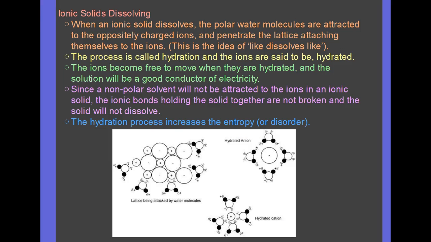So, ionic solids dissolving. When an ionic solid dissolves, the polar water molecules are attracted to the oppositely charged ions and penetrate the lattice, attaching themselves to the ions. This is the idea of like dissolves like. The process is called hydration, and the ions are said to be hydrated. The ions become free to move when they are hydrated, and the solution will be a good conductor of electricity. Since a nonpolar solvent will not be attracted to the ions in an ionic solid, the ionic bonds holding the solid together are not broken and the solid will not dissolve. The hydration process increases the entropy or disorder. We haven't talked about entropy yet, but when we think of a letter for entropy, it is the letter S.